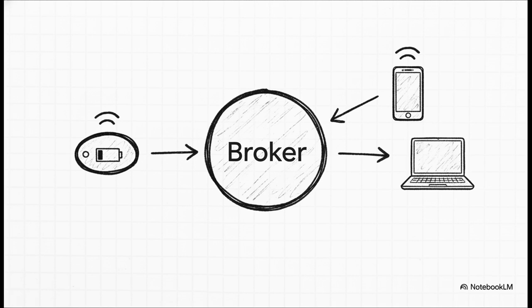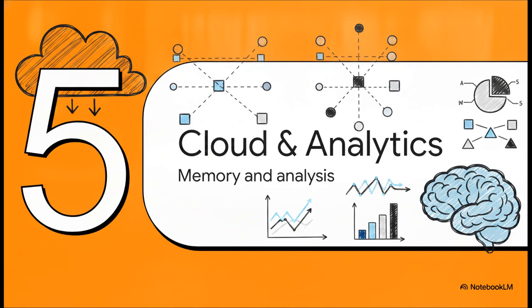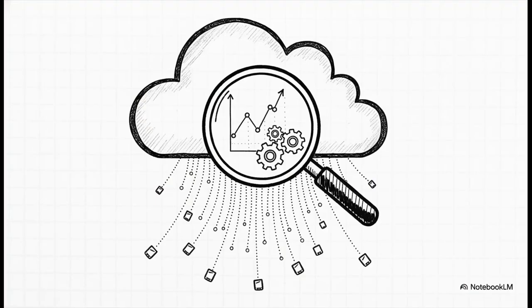All right, Section 5, Cloud Computing and Analytics. All this data traveling across our digital nervous system usually ends up in one main place, the cloud. You can think of the cloud as the collective memory and the heavy-duty analytical engine of the whole IoT ecosystem. These devices are producing massive amounts of data. Cloud platforms provide the highly scalable storage and computing muscle necessary to handle that influx.